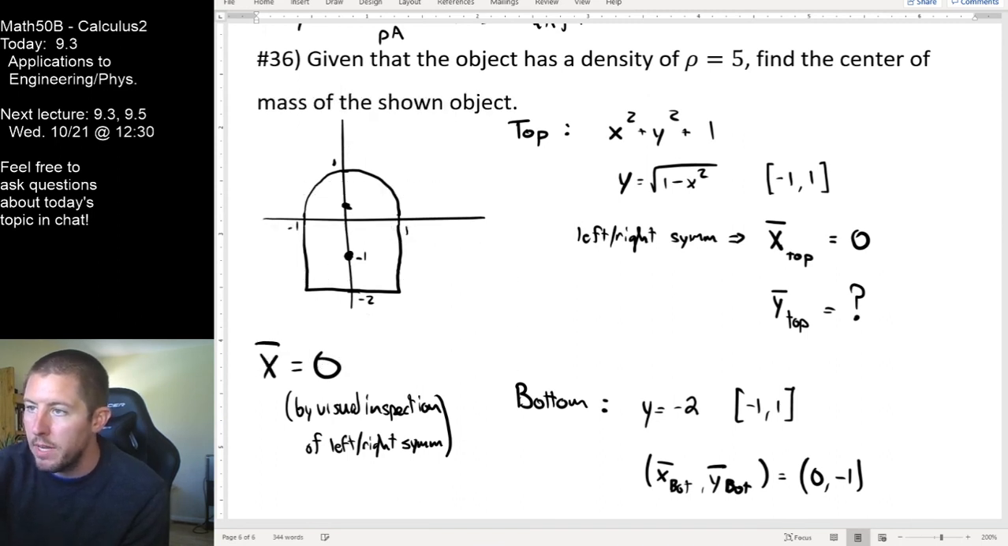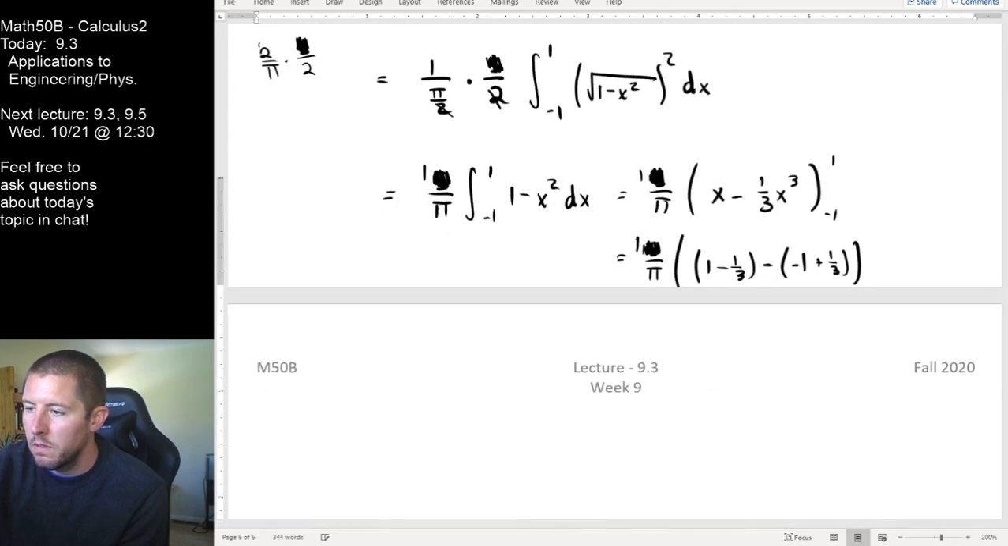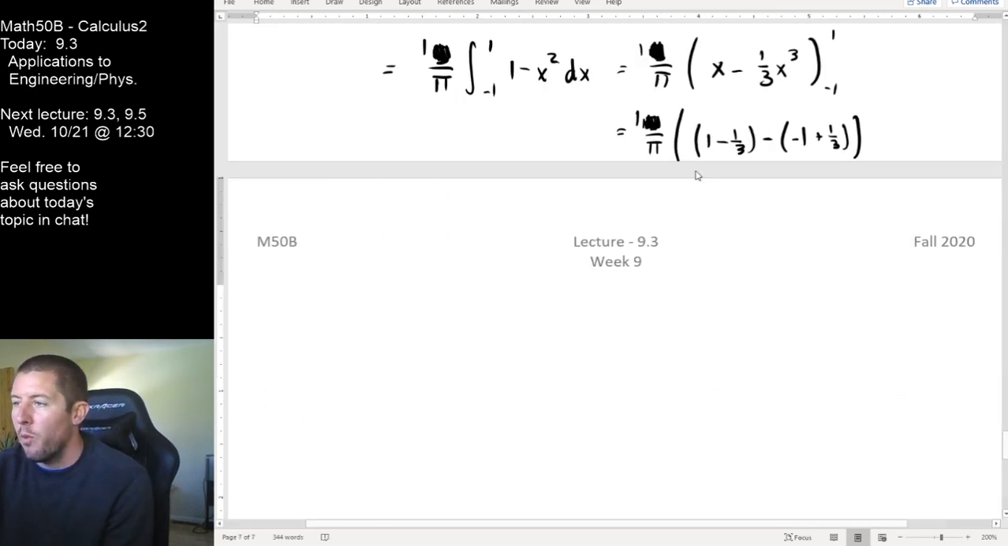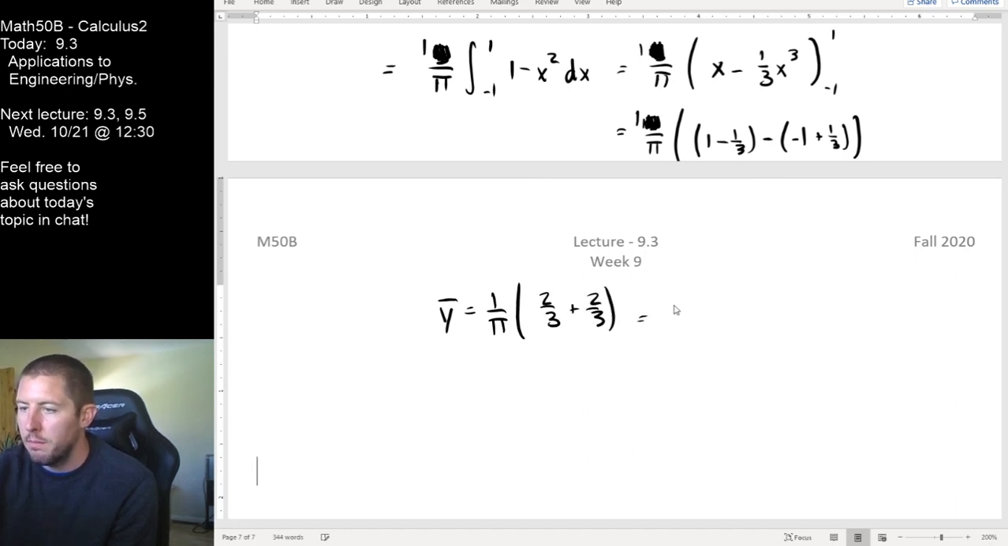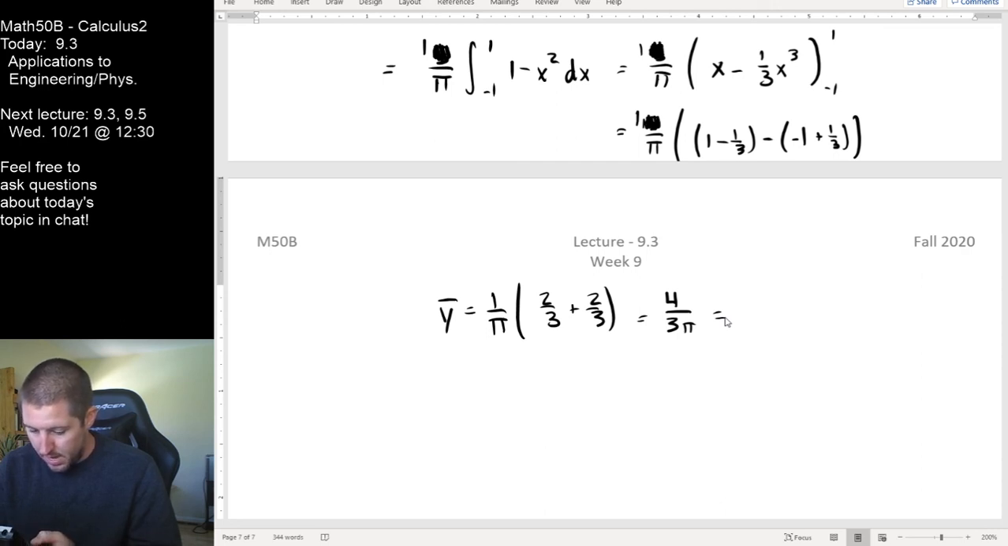And now we are finding y bar equals 1 over pi times 2/3 plus 2/3. That's going to be 4 over 3 pi. And when I do 4 divided by 3 pi, I'm getting 0.4244.